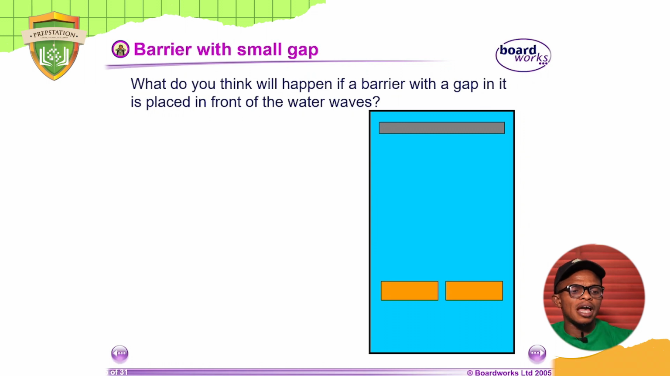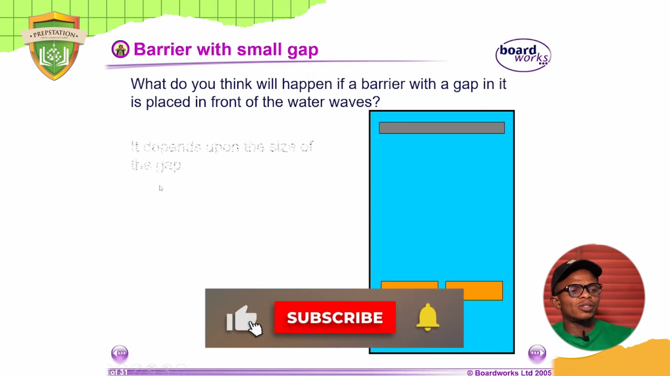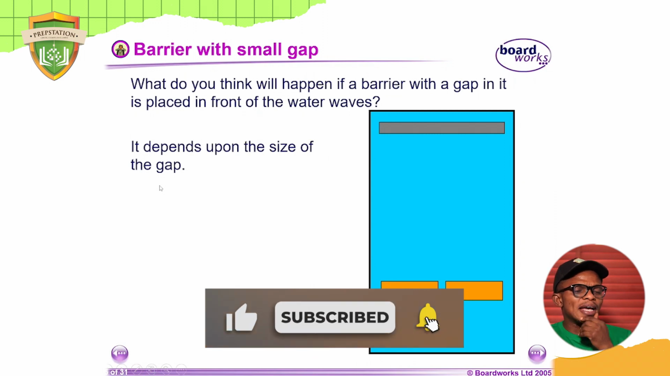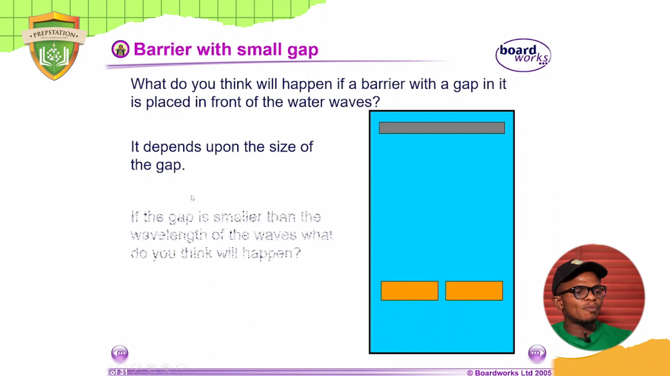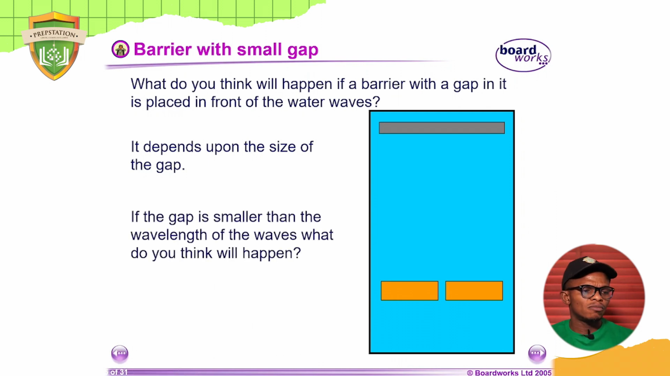Now, look at this diagram. You have two barriers there, two orange barriers, and there is a little opening. Now I'm going to generate the waves and let's see if the wave will pass through. I hope you are paying attention. Just look at this. Now it depends upon the size of the gap. If the gap is smaller than the wavelength of the waves, what do you think will happen?